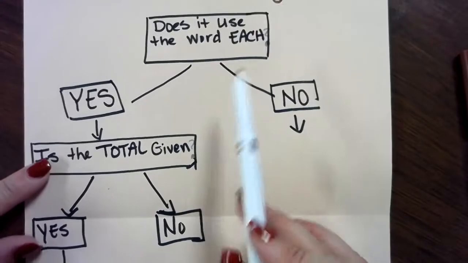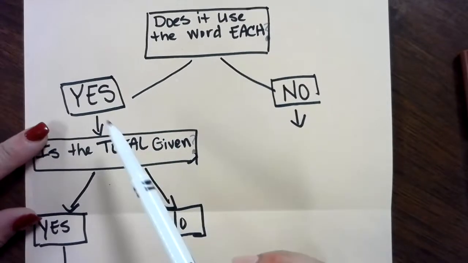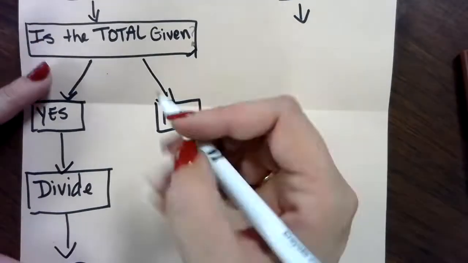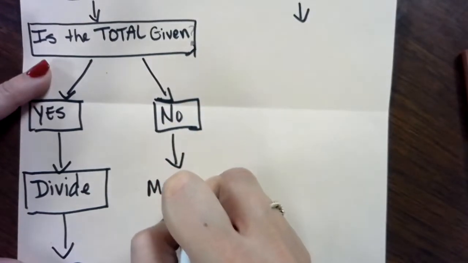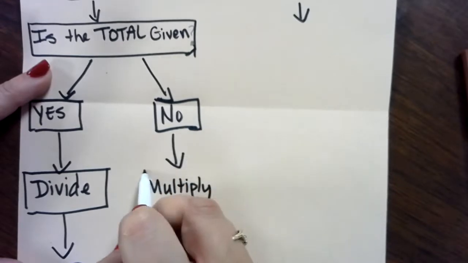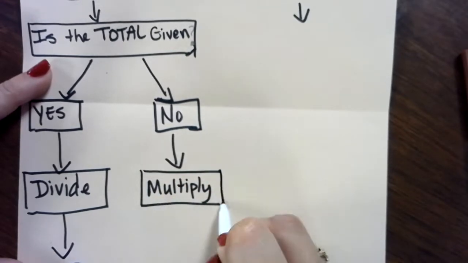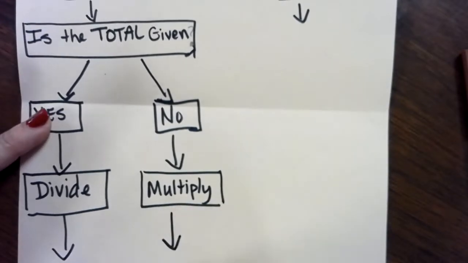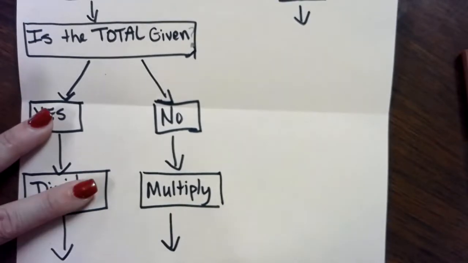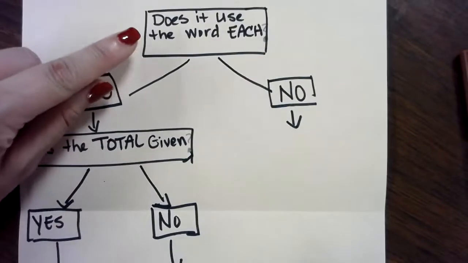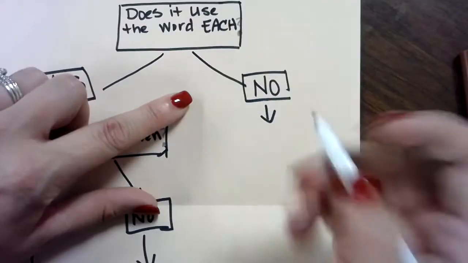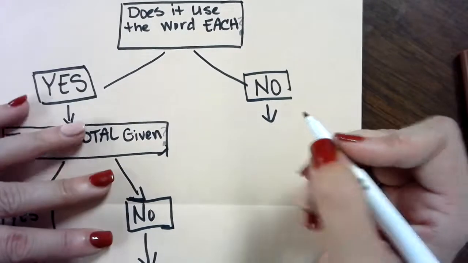If, does it use the word each? It says each in the problem. Yes, it does. Is the total given? No, the total's not given. Then you are going to multiply. These will help you on those word problems that we're struggling on. Okay. And to multiply means you're using multiplication. Remember, our multiplication in 5th grade could be a dot or any of those, okay? All right, go to this side. Does it use the word each? No, it doesn't. You need to ask yourself, is the total given?